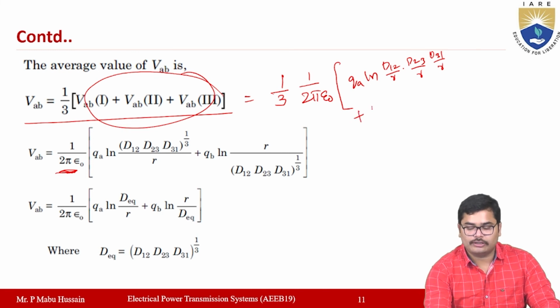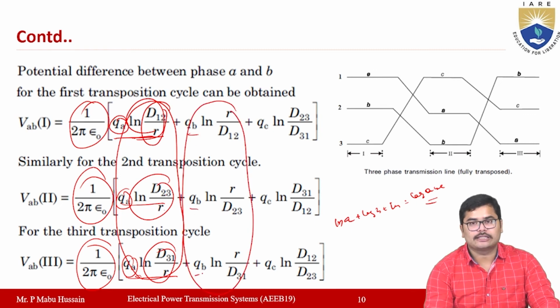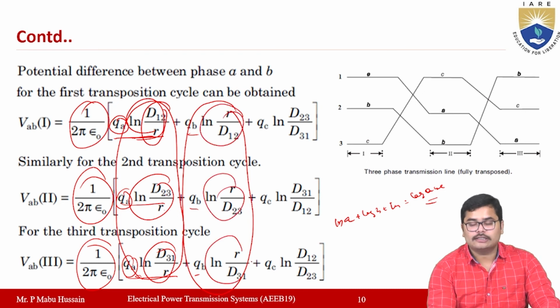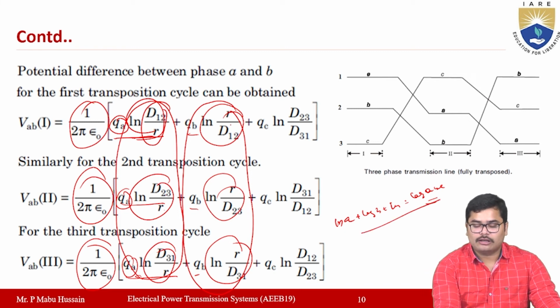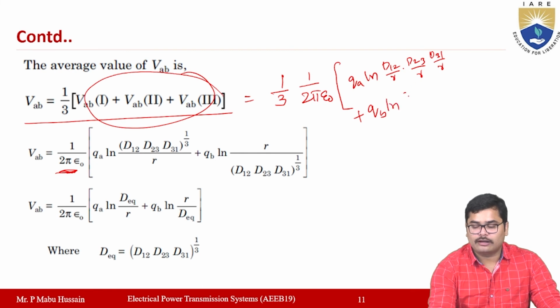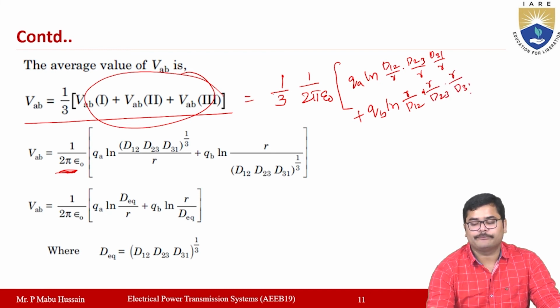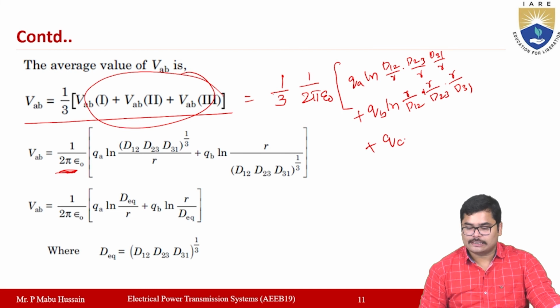In a similar way, if you write for the summation of the second terms also, in all the terms you will be having qb as common. You can take it out. So qb. Now you have to add all these three, so ln a, ln b, ln c. If you use the same equation again here, this can be written as ln r by d12 into r by d23 into r by d31. So this will be equal to qb ln r by d12 into r by d23 into r by d31 you will get. Okay, so plus for the third term qc is common, qc.